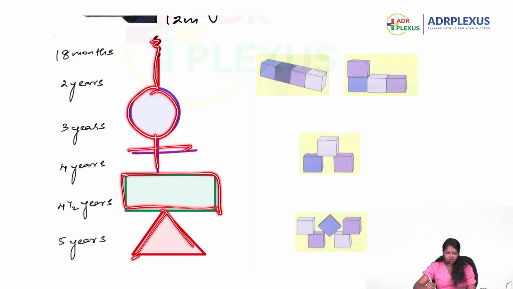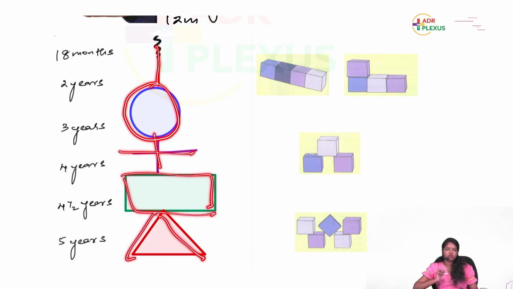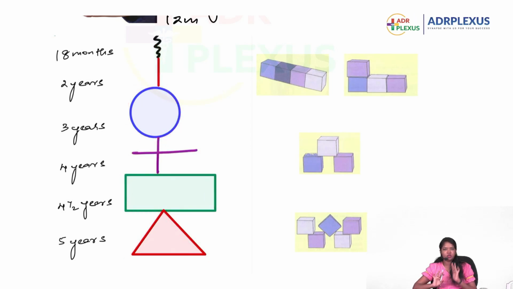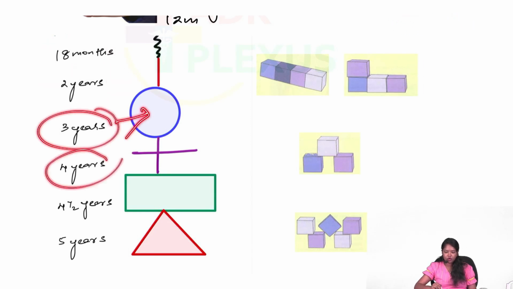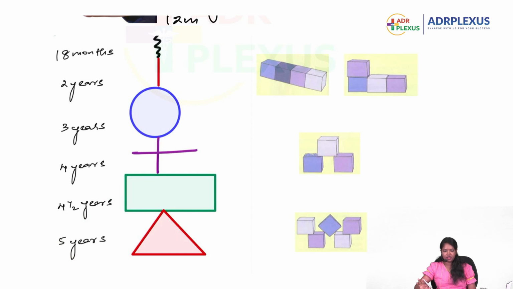Have you seen scarecrows? You know what a scarecrow is? The scarecrow is the one kept in the farms. This is like a scarecrow which is suspended: the head, the limbs, the body, and the legs of the scarecrow. So you can remember it like this. This is the order. 18 months scribbling, 2 years vertical stroke, 3 years circle, 4 years cross, 4.5 years rectangle, 5 years triangle.